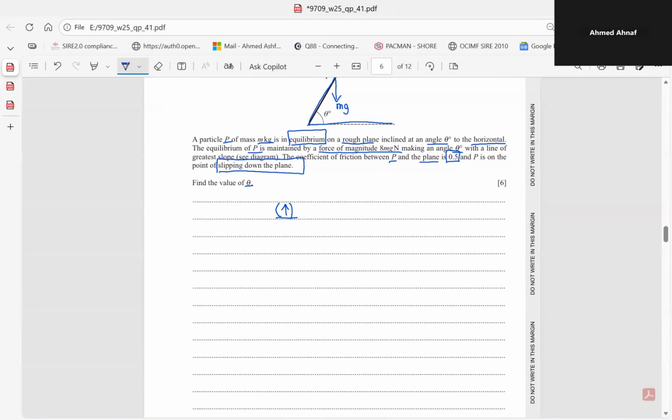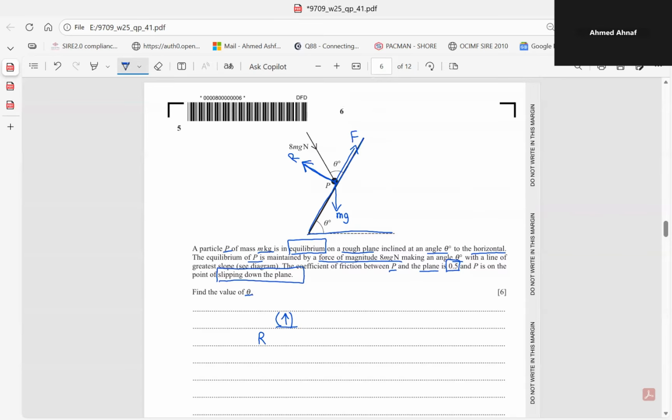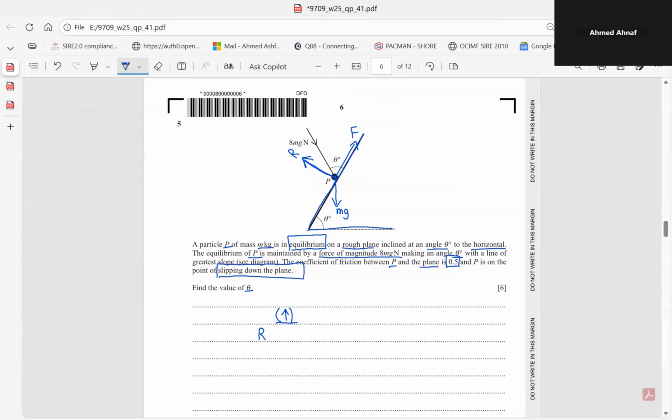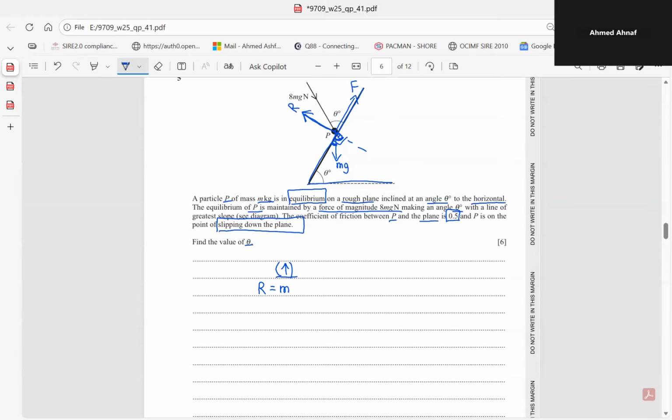So R is equal to mass. So this one, the angle here, if you do a bit of simple maths, like you draw the triangle, this one you get 90 minus theta, this angle. And then since this one is a right angle, this angle here would just be theta. Okay, so this is just going to be mg cosine theta.